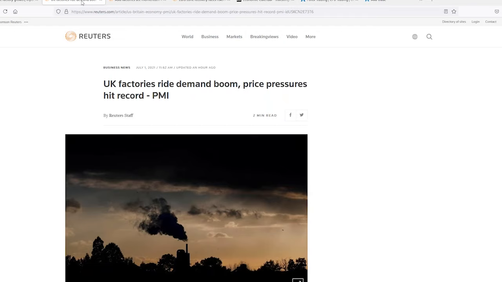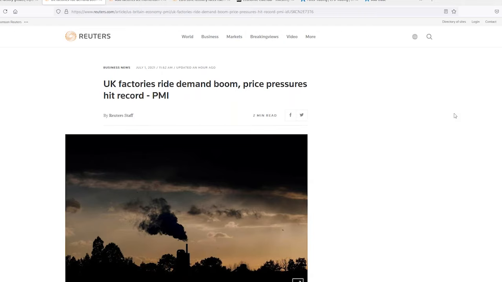We look at the UK. UK factories ride demand boom. Price pressures hit record for the PMI. PMI stands for Purchasing Managers Index. It shows the cost that these factories are having to buy products, to buy materials for making products. And so, as those costs go up, they obviously pass that on to the consumer.